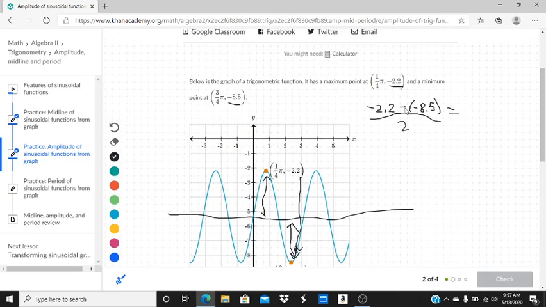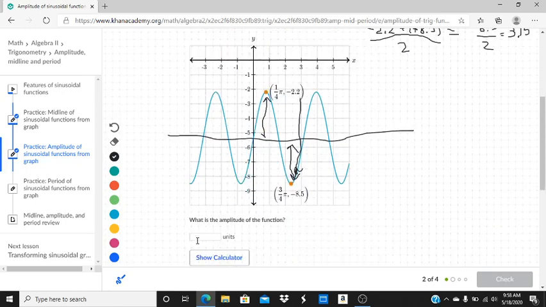All right, so subtracting a negative is like adding a positive. Okay, so we have negative 2.2 plus 8.5. That's going to give me 6.3. Okay, and we're going to divide that by 2. And if we do that, we're going to get 3.15. So that is going to be our amplitude.